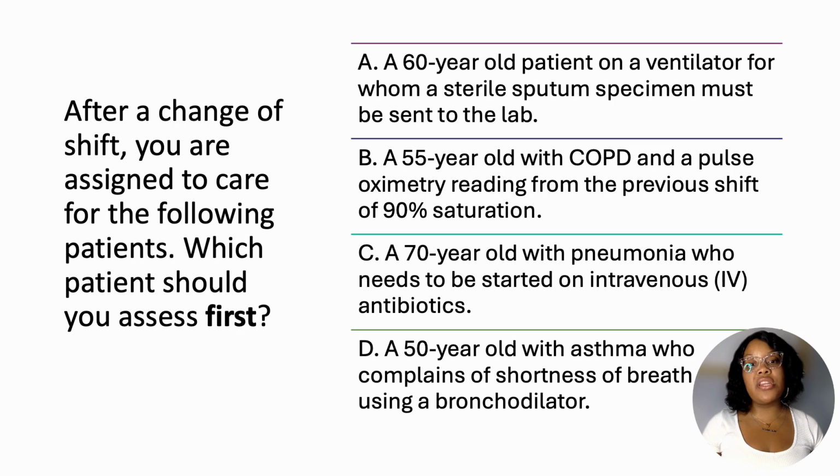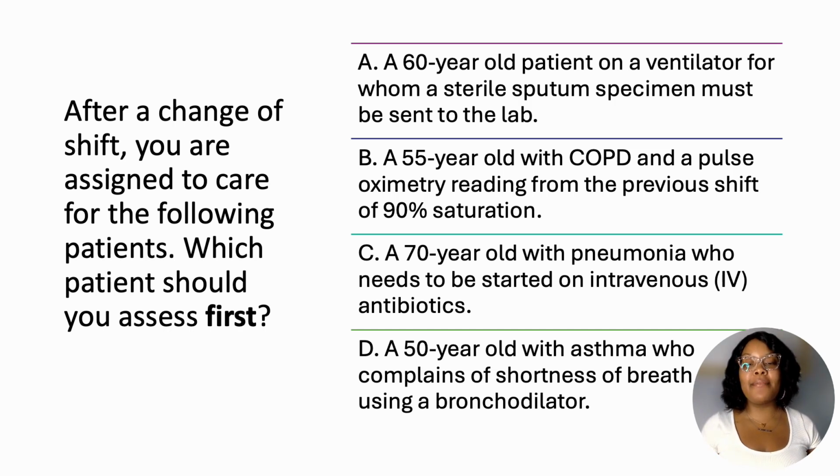So the first question is, after your change of shift, you are assigned to care for the following patients. Which patient should you assess first? Which patient should you go see first? So A, we have a 60-year-old patient on the ventilator for whom a sterile sputum sample must be sent to the lab. B, a 55-year-old with COPD and a pulse ox reading on the previous shift of 90%. We then have a 70-year-old with pneumonia who needs to be started on IV antibiotics. And then we have a 50-year-old with asthma who complains of shortness of breath after using a bronchodilator.